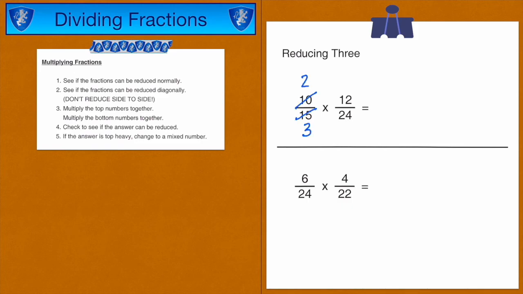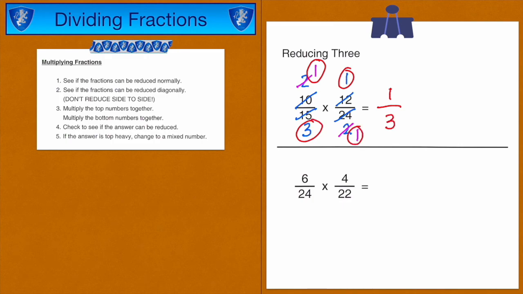If you look at the other fraction, 12 and 24 are both in the 12s. So that's 1 times 12 and that's 2 times 12. And then if I look diagonally, 2 and 2 I can divide by 2. So that's 1 times 2 and that's 1 times 2. And then what I'm left with is 1 times 1 at the top and 3 times 1 at the bottom.